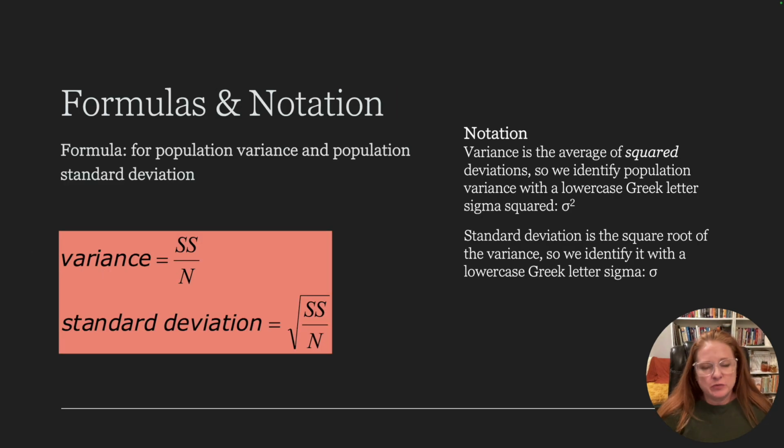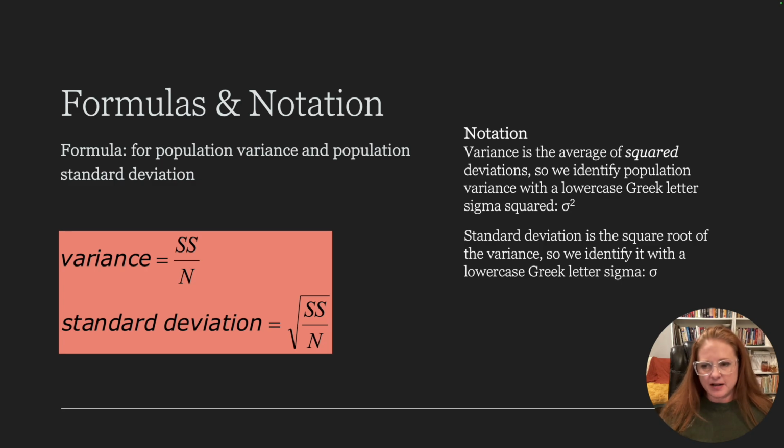Okay, formulas and notations. The formula for population variance and population standard deviation looks like this. Variance equals sum of squares divided by capital N. Standard deviation is just the square root of that. Remember how we said, yes, we love variance, yes, we want to find variance, and no, we're not done when we have variance. Once you know variance, take that number and just take the square root of it. Variance is the average of squared deviations.